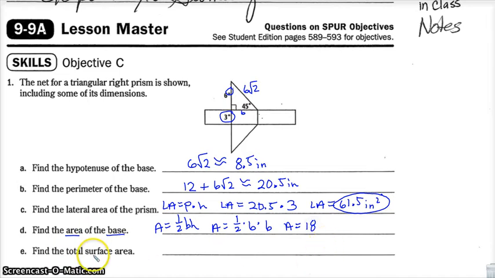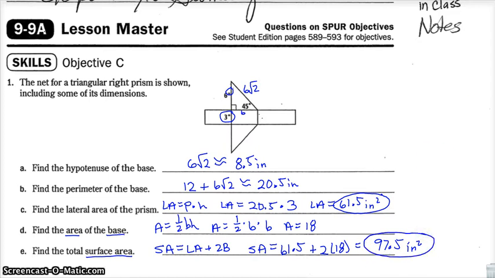All right, let's put it all together to find the surface area. So the surface area is going to be the lateral area plus 2 of the bases. I know my lateral area because I found it earlier to be 61.5 plus 2 of my bases. When I simplify, I should find that my surface area is 97.5 inches squared.